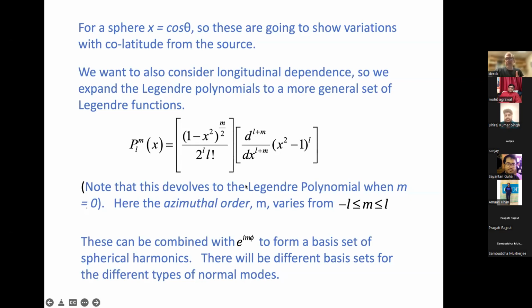This will turn into the Legendre polynomial when m equals 0. And here the azimuthal order m varies from minus L to plus L, so m cannot be greater than L. These can be combined with e to the i m phi to form a basis set of spherical harmonics, and there will be different basis sets for the different types of normal modes. We haven't quite defined the normal modes yet, but we will.